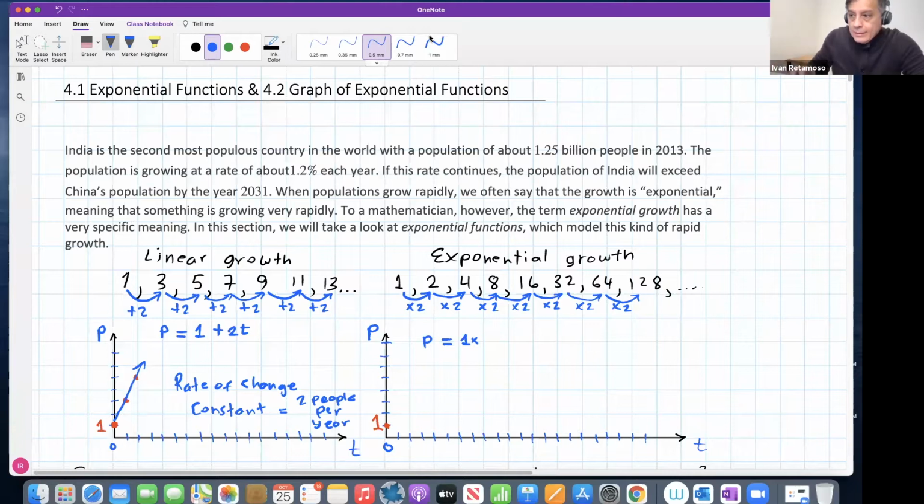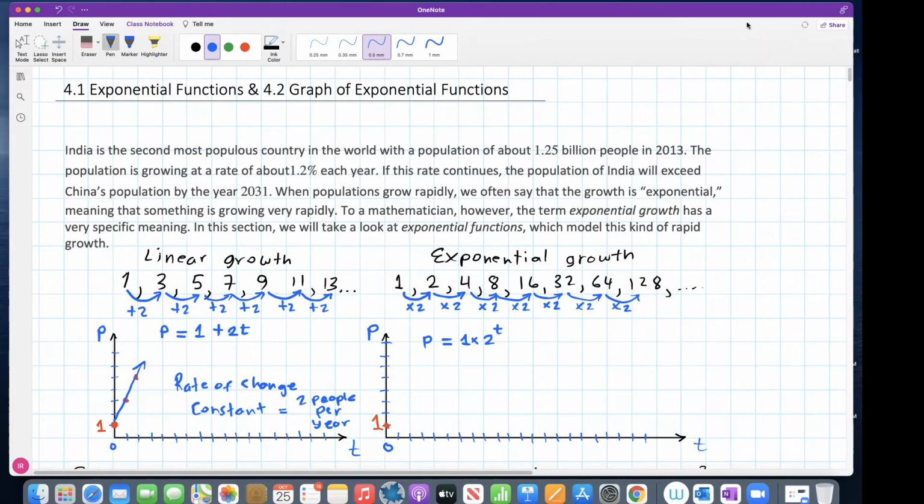Okay, so the first time I multiply by 2, then 2 times 2, 2 to the second, 2 times 2 times 2, 2 to the third, 2 to the fourth, 2 to the fifth. In general, 2 raised to the t. You follow, guys? 2 raised to t. Very good. Excellent.